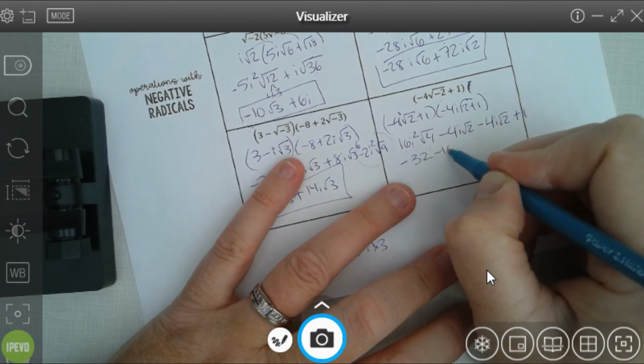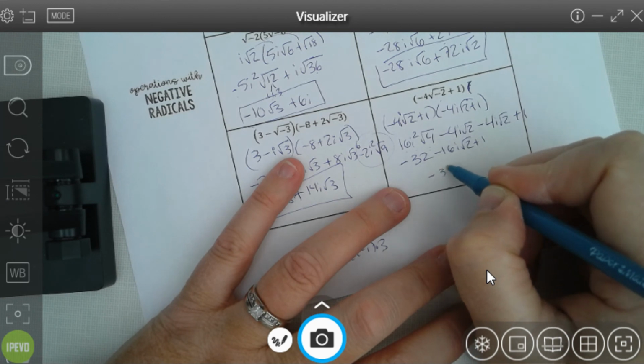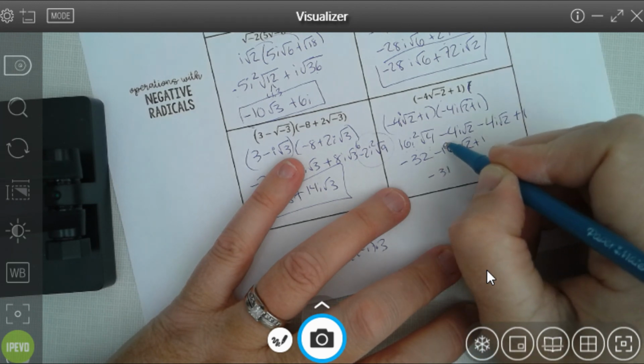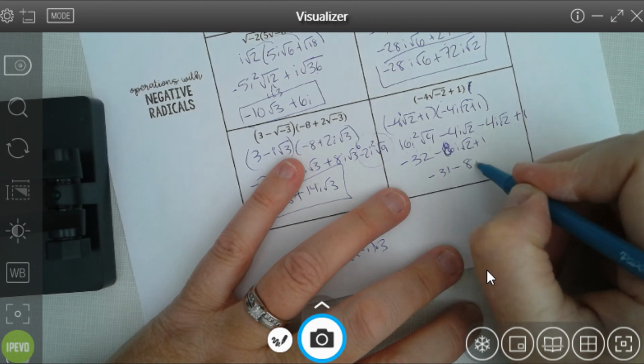Combine these two terms here. And then combine the 1 and the negative 32. Oh, why did I put 16, that's an 8. 4 and 4 make 8, not 16. 8i radical 2.